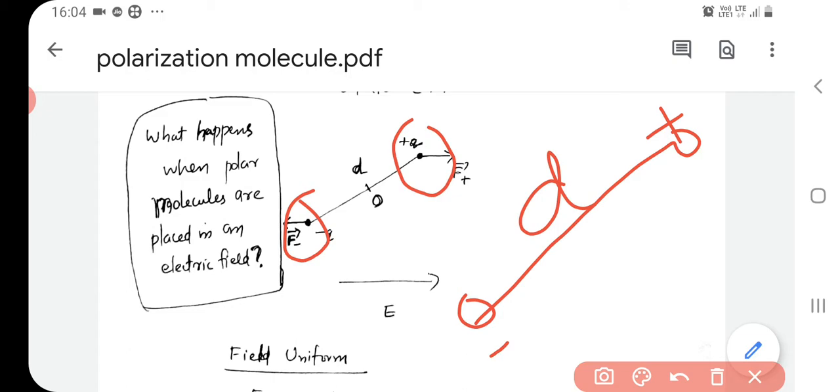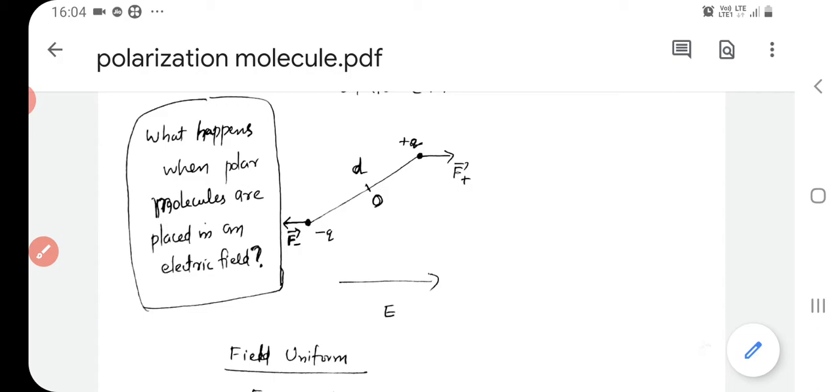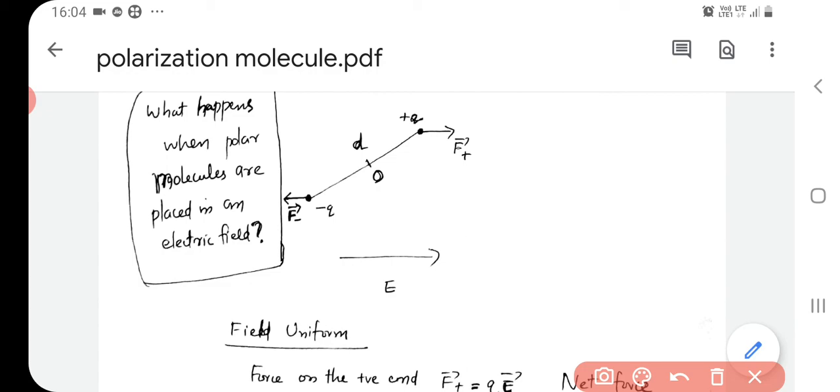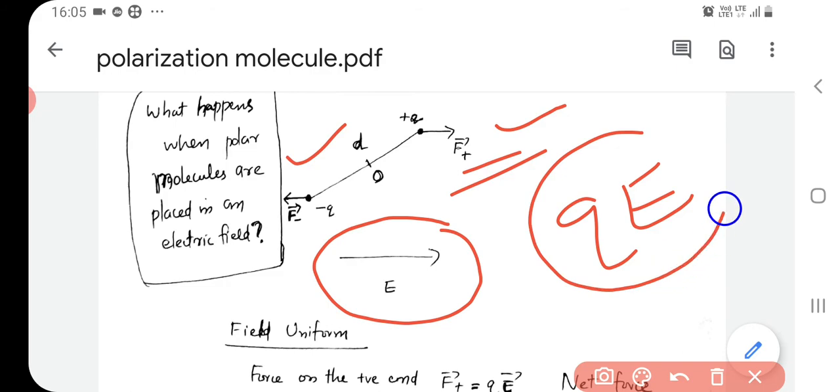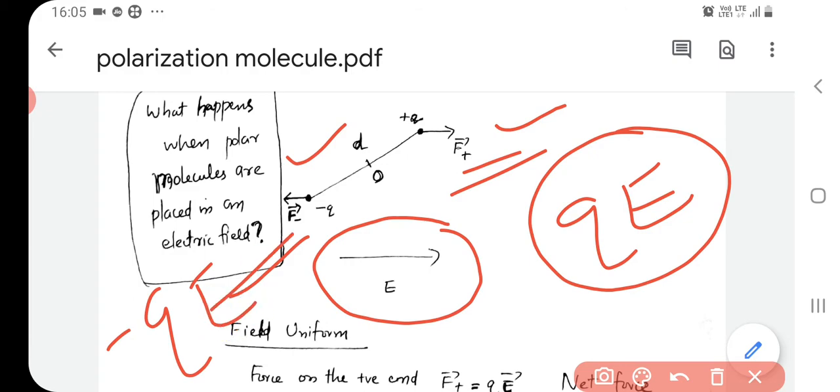So we have a positive charge and a negative charge separated by a distance, and the positive charge will experience a force F plus in the direction of the field. We are applying an electric field. So it will experience a force F plus, and the negative charge will experience a force F minus. F plus is QE, since a charge Q placed in an electric field experiences force QE. And this one is minus QE.